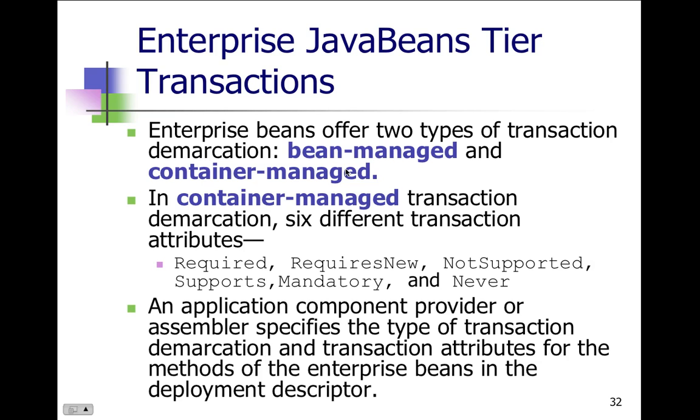In a container managed transaction demarcation, we have 6 different transaction attributes that can occur: required, requires new, not supported, supports, mandatory, and never. If we have no container managed, it would be never. So the application component provider or the assembler specifies the type of transaction demarcation and the transaction attributes for the methods of the enterprise bean in the deployment descriptor.